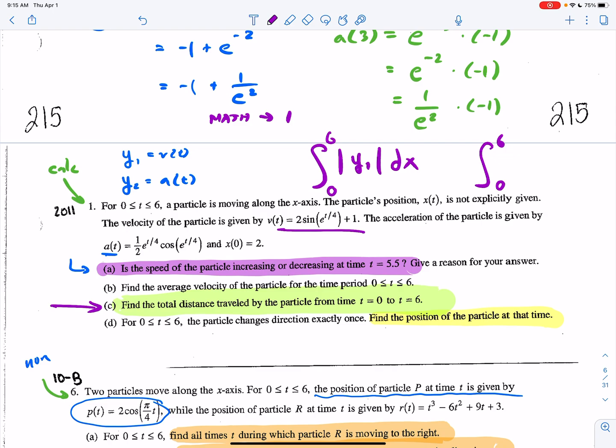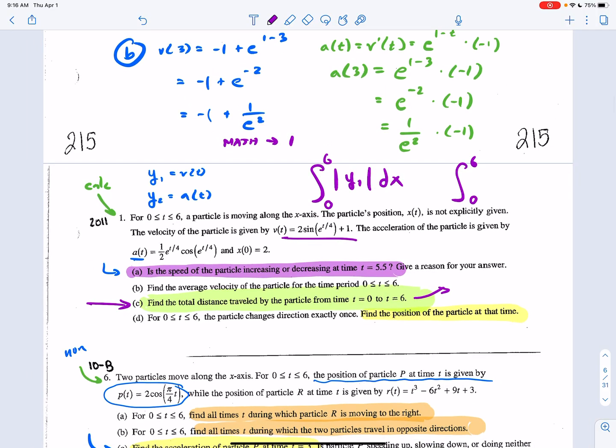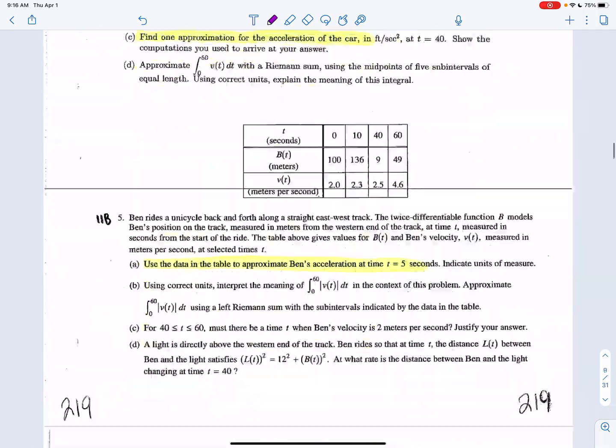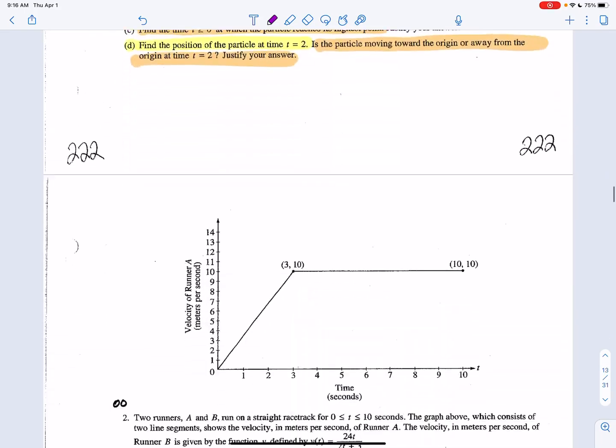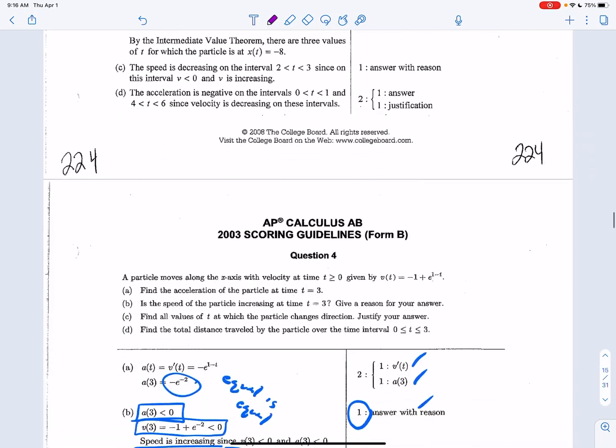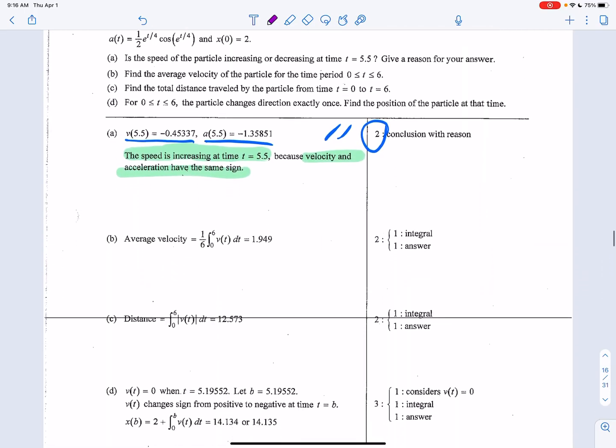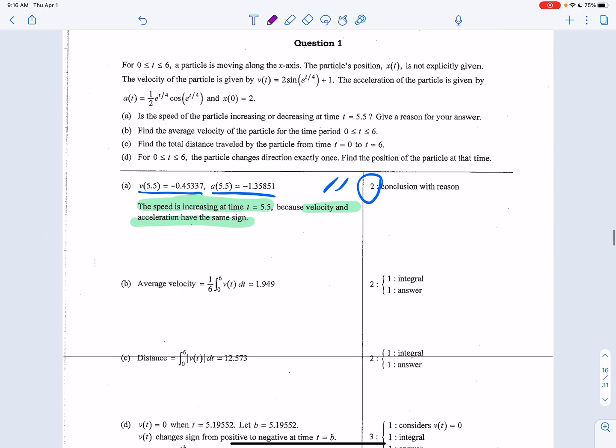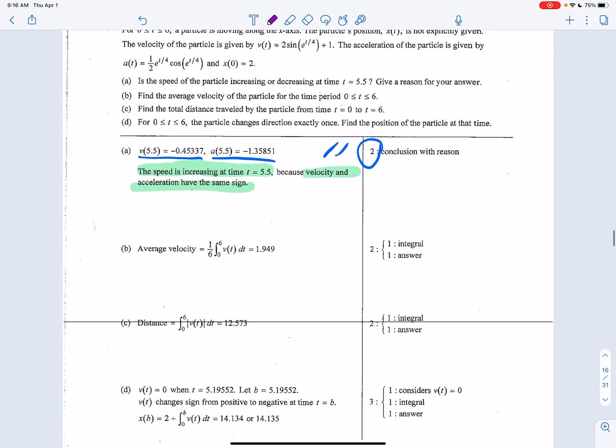A lot of plug and chug there, okay? If I had to guess, maybe that's a 1 or a 2 point question. But go ahead and do that. Press play whenever you have your decimal. And let's take a look. 2011. Okay. So there you go, distance.